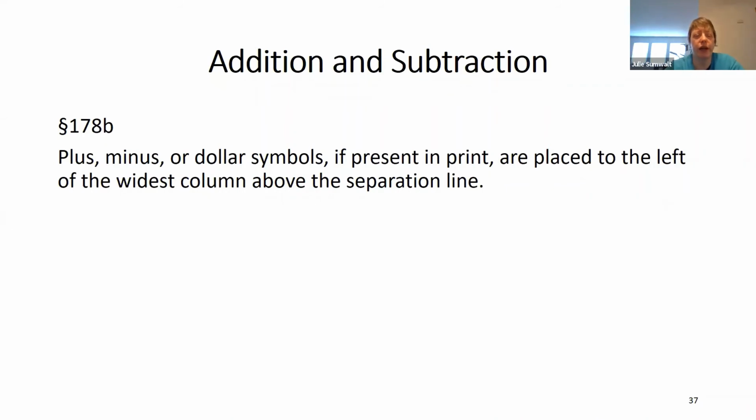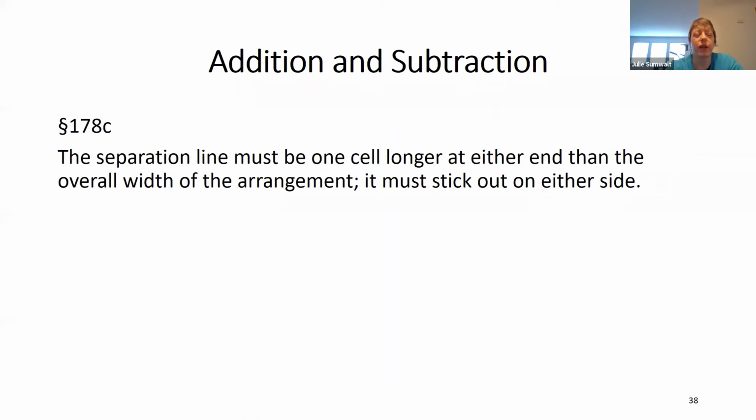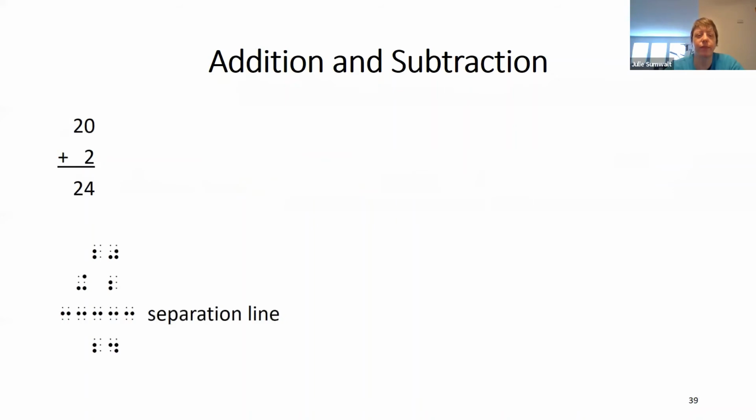That means that any plus, minus, or dollar symbols, if they are present in print, are placed to the left of the widest column above the separation line. I'll show you that in a moment. That's a lot of words. The separation line must be 1 cell longer on either end than the overall width of the arrangement. In other words, it must stick out on either side.